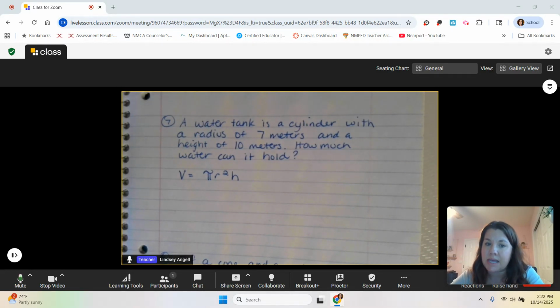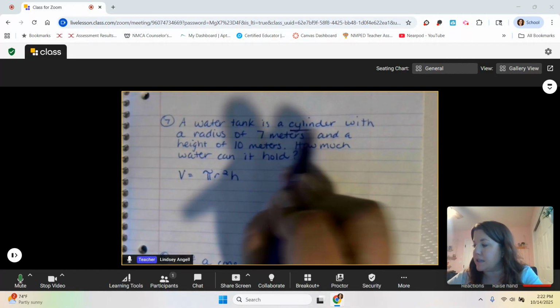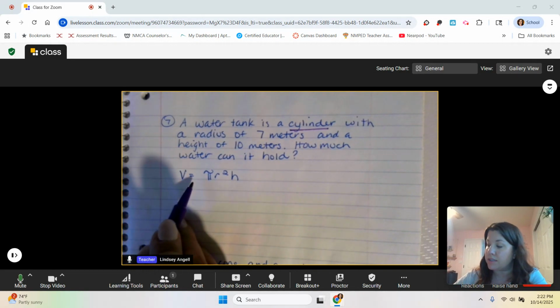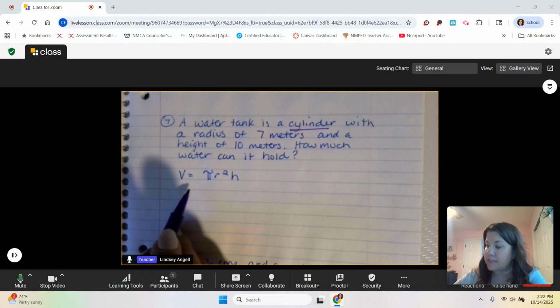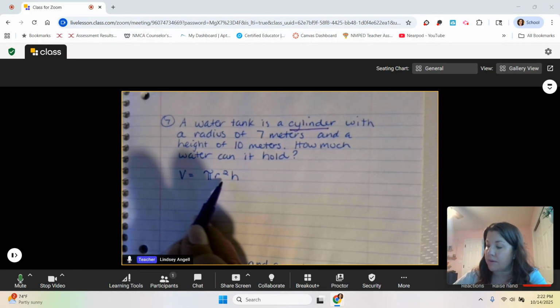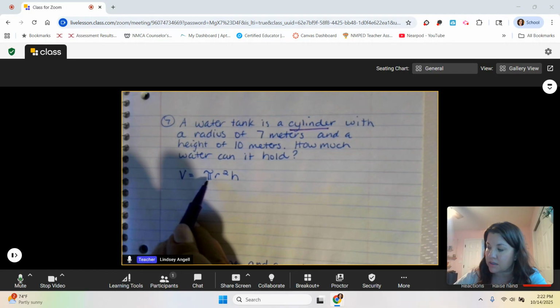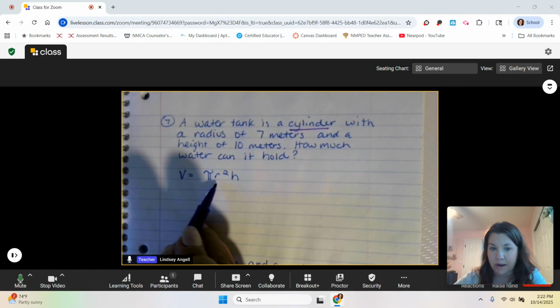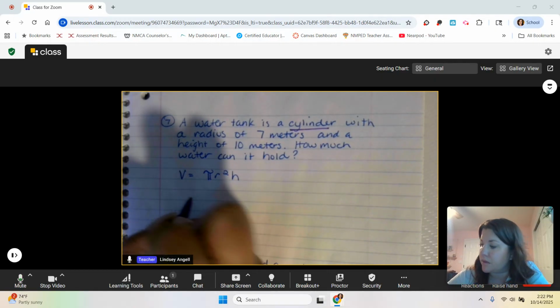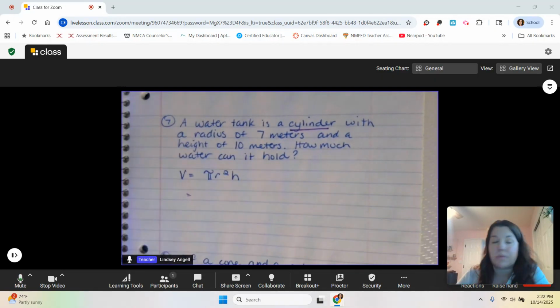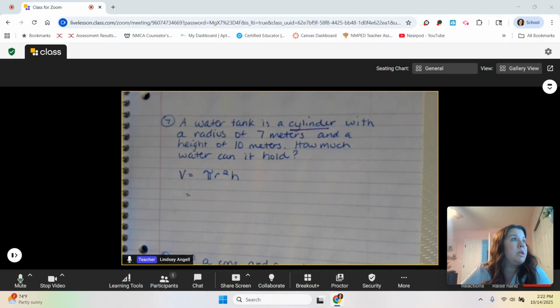For number 7, a water tank is a cylinder with a radius of 7 meters and a height of 10 meters. How much water can it hold? It tells us that it is a cylinder, right? That's our shape. So here's our formula for the volume of a cylinder. If you remember from our other lessons, it's the area of a circle, pi r squared, multiplied by the height, just how many circles are stacked on top of each other. We're going to leave this one in terms of pi.